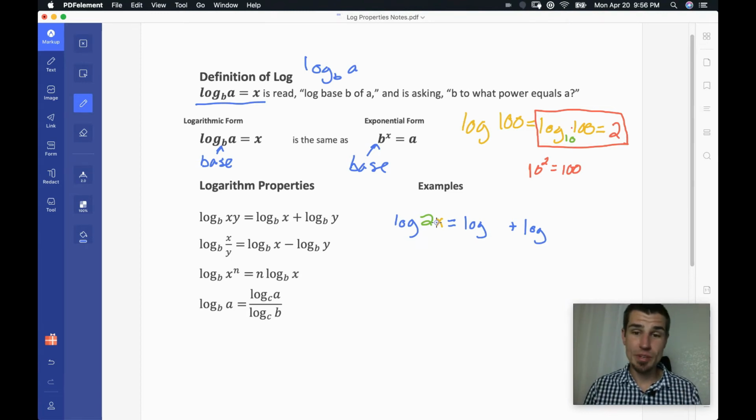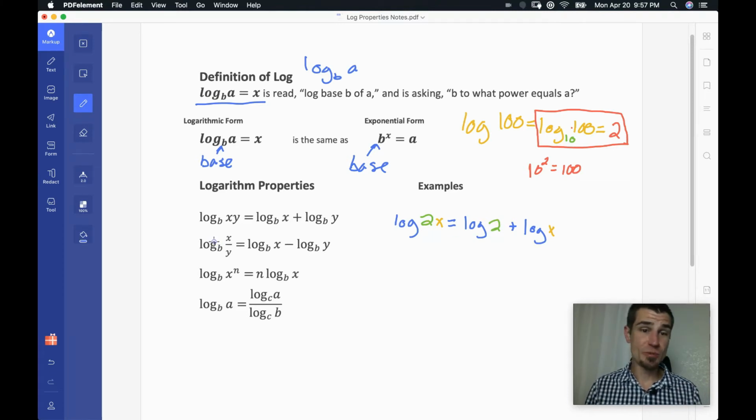Now, what's going to happen here? Remember, this is 2 times x. This is 2 factors inside the logarithm. We're going to split. One factor is going to go in one logarithm. The other factor is going to go in the other logarithm. So where's this 2 going to go? Right there. And where's this x going to go? Right here. So notice our factors got split into 2 separate logarithms. This is what we call the product property of logarithms.